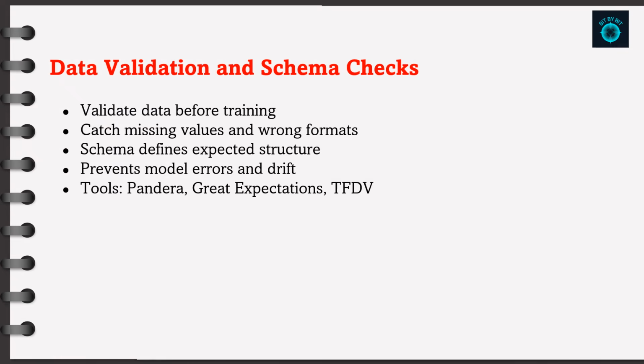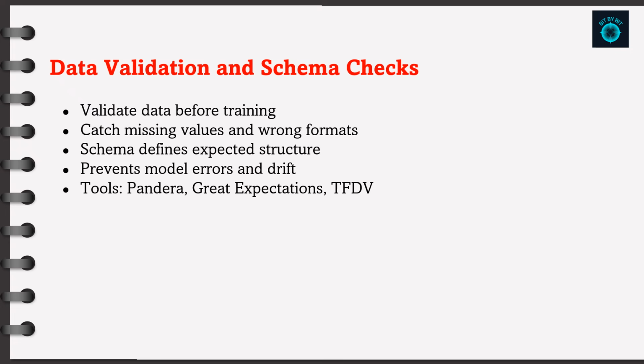Data validation and schema checks. In MLOps, data validation and schema checking are essential for keeping models reliable and stable. Even a small change in the dataset, like a missing column, wrong data type, or new category, can silently break a trained model. That's why we perform data validation before every training run. Data validation checks for common issues: missing values, invalid ranges, incorrect data types, and unexpected categories.